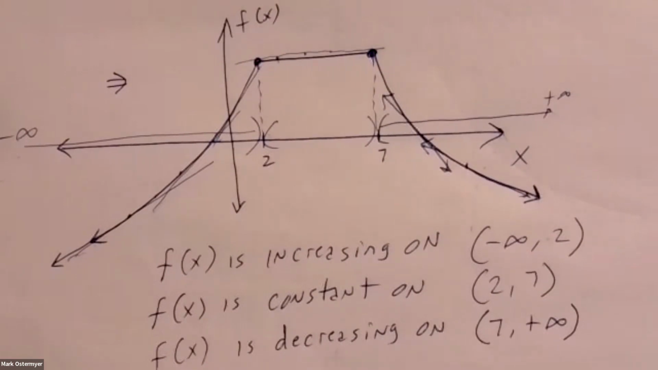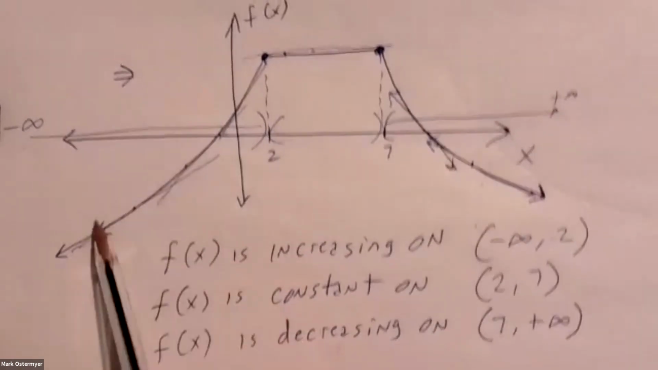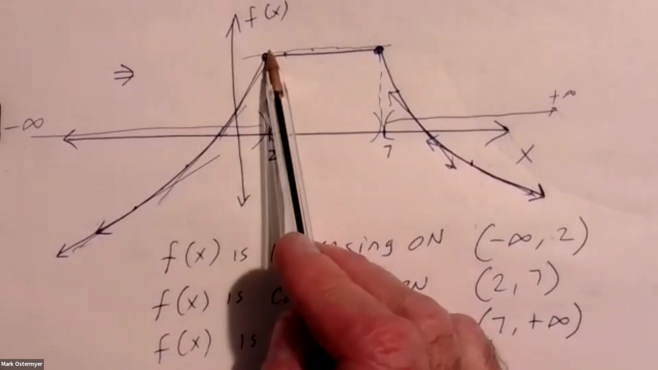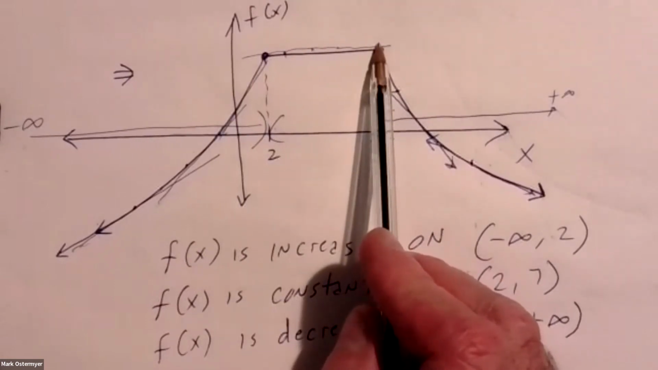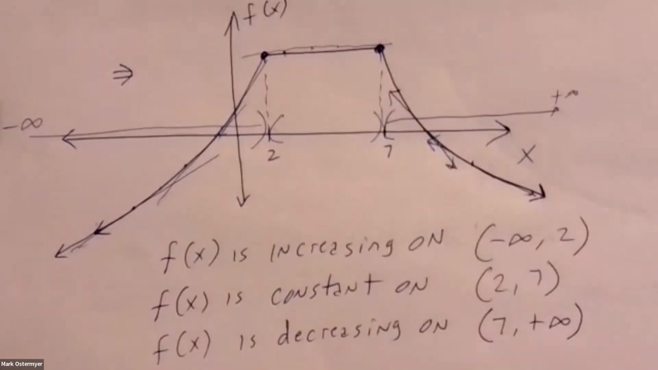All right, so it's pretty easy to determine on what intervals a function is increasing versus decreasing. Again, always go from left to right on the graph. Where you rise on the graph, you're increasing. Where you're staying constant on the graph, or horizontal, you're constant. Where you are falling on the graph, the function's decreasing. Okay.